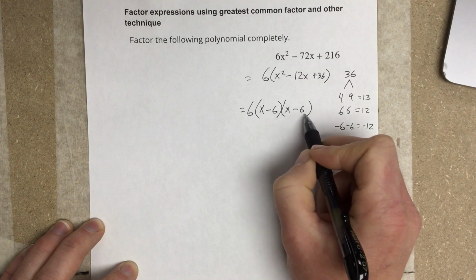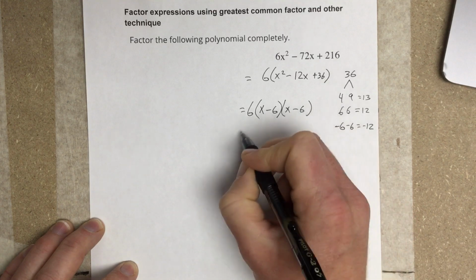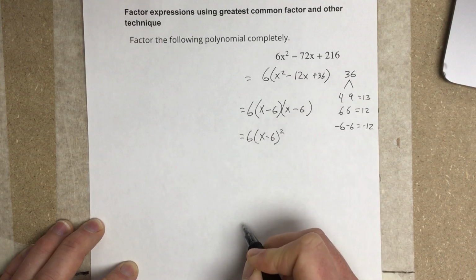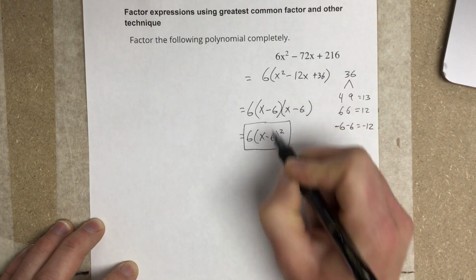x minus 6 times x minus 6, well, that's the same base, so I can write this as 6 times x minus 6 squared. And that's how you can factor that polynomial.